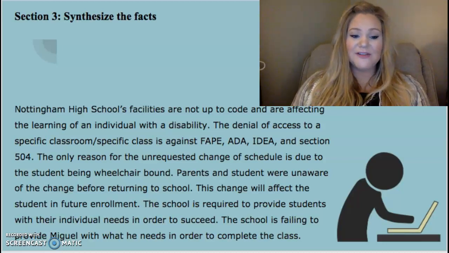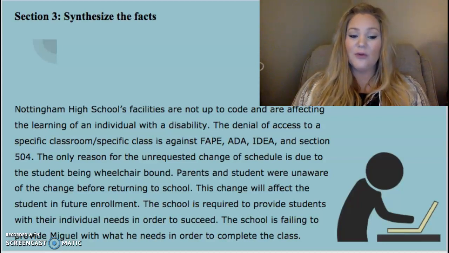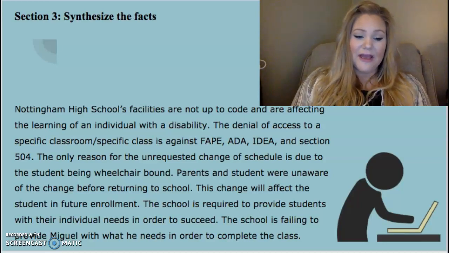This change will affect the student in future enrollment. The school is required to provide students with their individual needs in order to succeed. The school is failing to provide Miguel with what he needs in order to complete this class. So again, I would put the fault on the school.